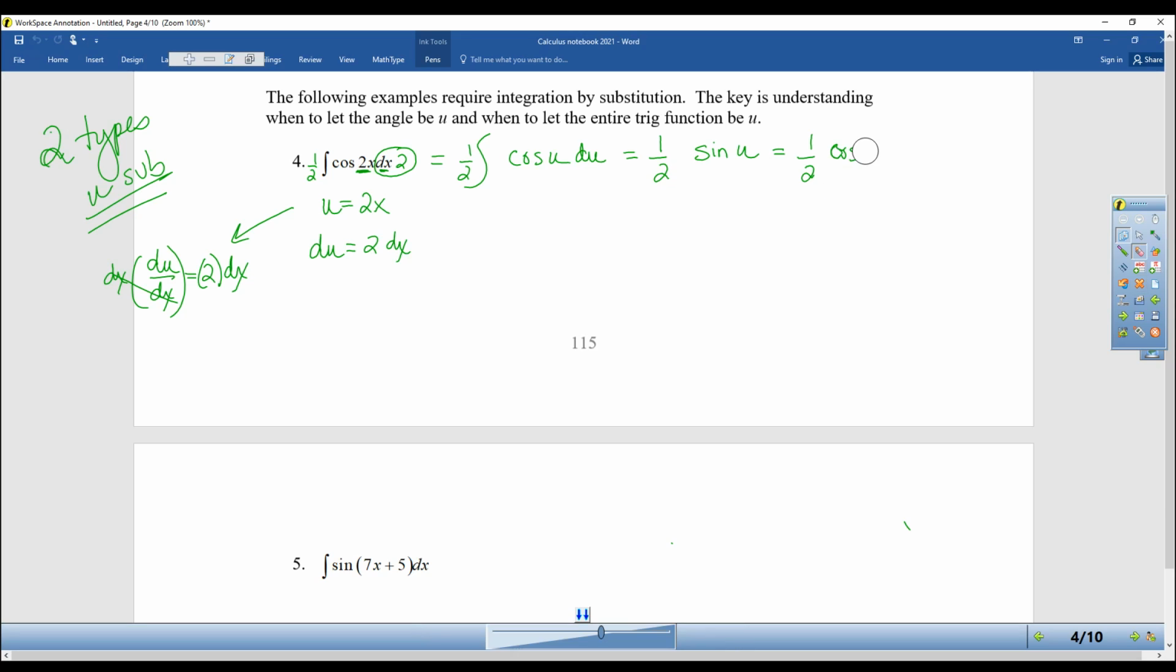One half sine of 2x plus c. Oops, I don't know why I changed it to cosine. Sine of 2x plus c. Okay, let's do another one like that.